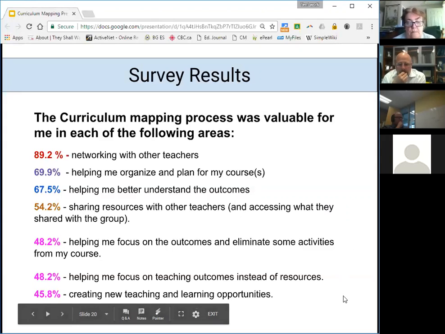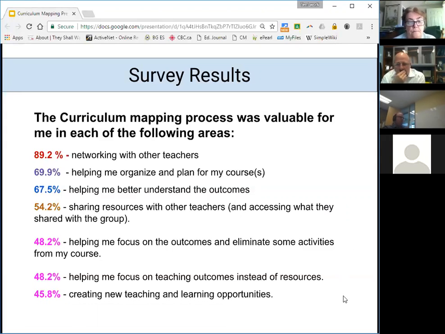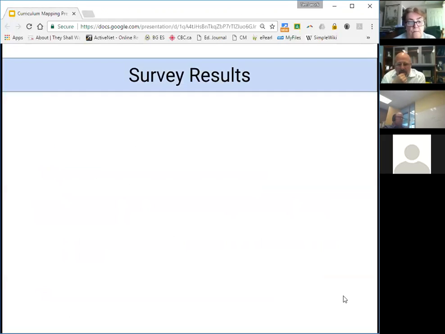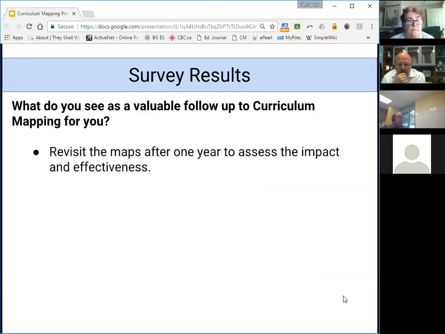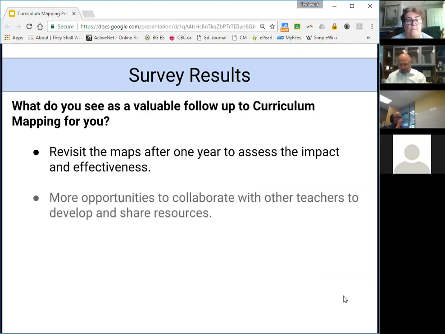So then we say, where do we go from here? If we've done this mapping and we've seen that it's had some value, the question is, what can we do to follow up? So they've asked us to bring them back in after 1 year so that they can tweak their maps and assess their effectiveness. We already have that in the plans. More opportunities to collaborate with teachers. We're changing our professional development model to provide more opportunities for this to happen.